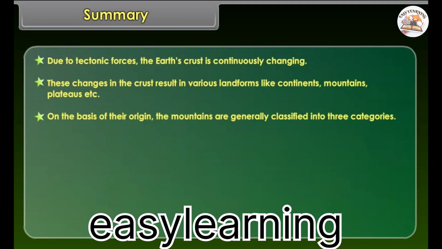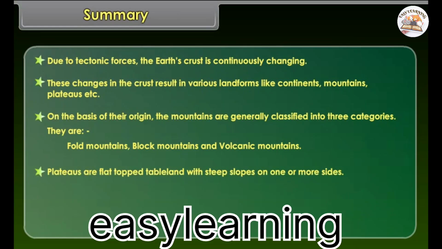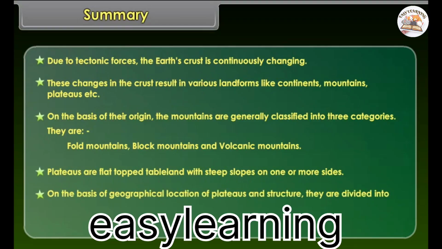Summary. Due to tectonic forces, the Earth's crust is continuously changing. These changes in the crust result in various landforms like continents, mountains, plateaus, etc. On the basis of their origin, the mountains are generally classified into three categories. They are fold mountains, block mountains, and volcanic mountains.